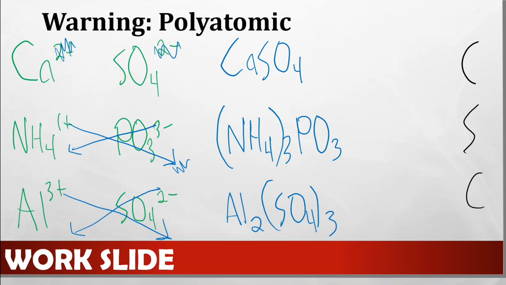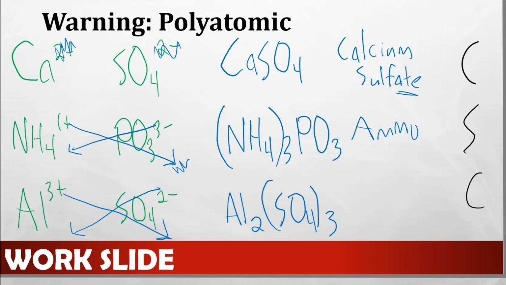Now, naming these is very similar. Ca is calcium, SO4 is sulfate, and that comes from the back of the periodic table. So to be very clear, when you name these, you're going to be looking at the back of the table. If I look at the back of the table, NH4 is ammonium. It is the only positive polyatomic. And PO3 is phosphite with an ITE, ite.